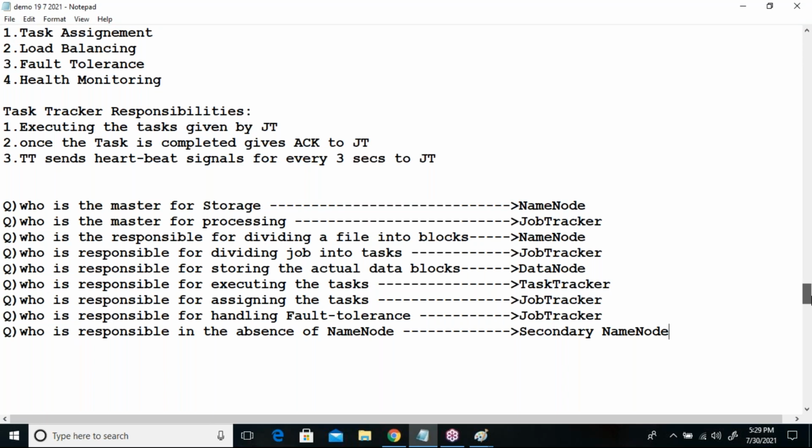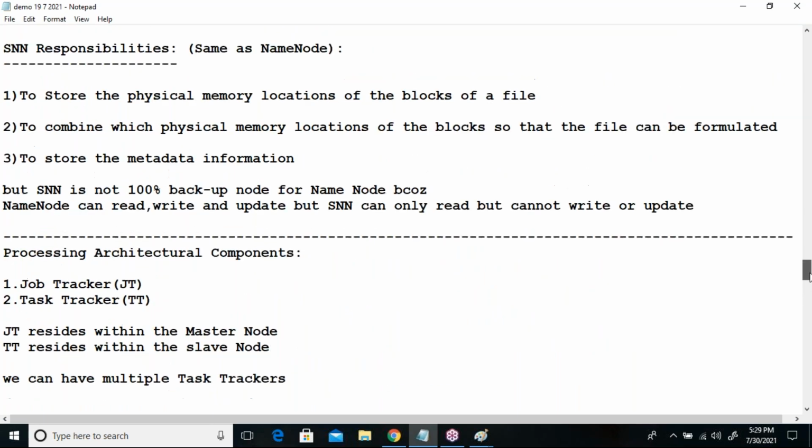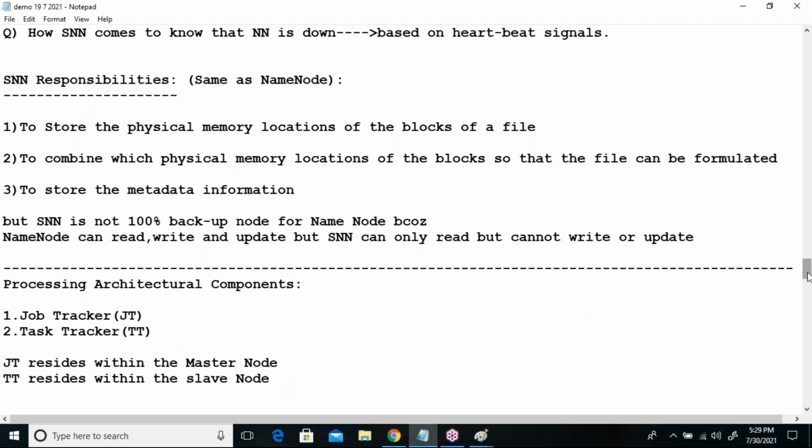Okay, understood, right? So anything related to storage, name node and data node, and anything related to processing, job tracker and task tracker.